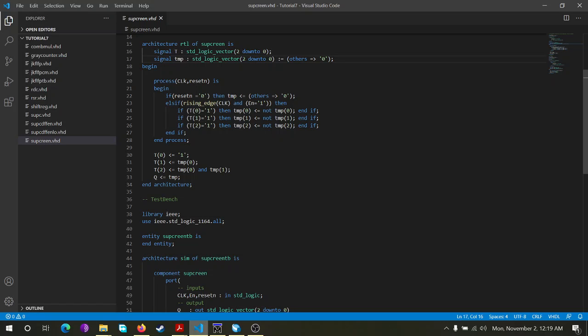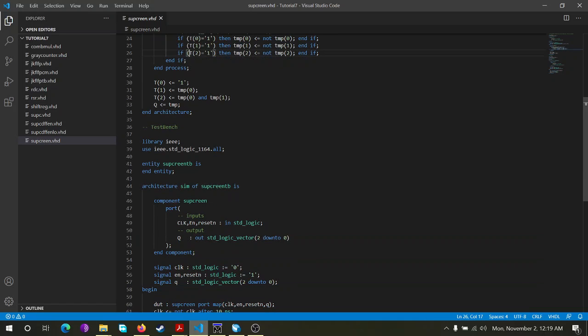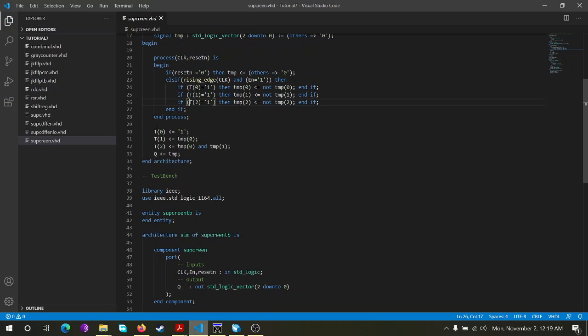While if reset is not there, since it is active low, so if it is active high, then it should go to else if and check if enable is also 1. And then if it is true, then it starts the toggling process.